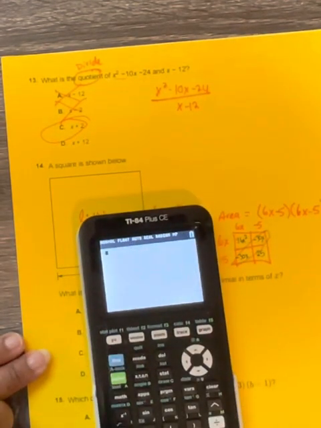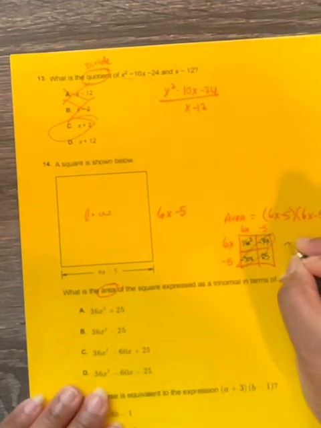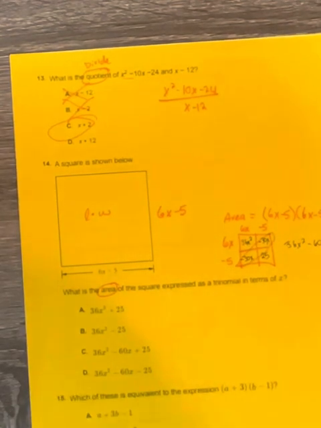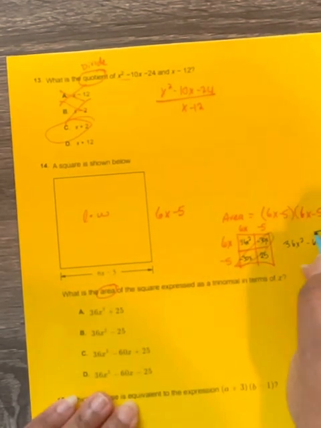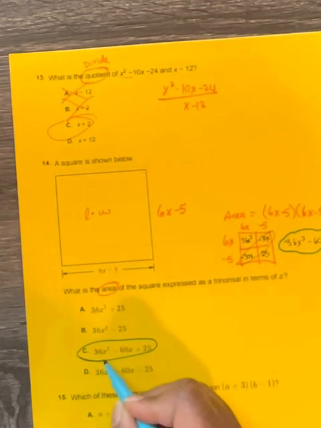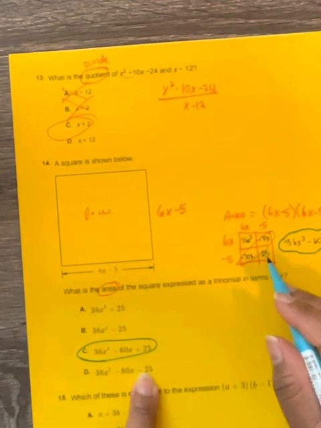Negative 30 minus 30 gives us negative 60. So our answer here is 36x squared minus 60x plus 25. Okay, well, let's find it down here. The answer is C. You see how it's waiting for you to make that mistake of negative 5 times negative 5 is a negative 25, right?